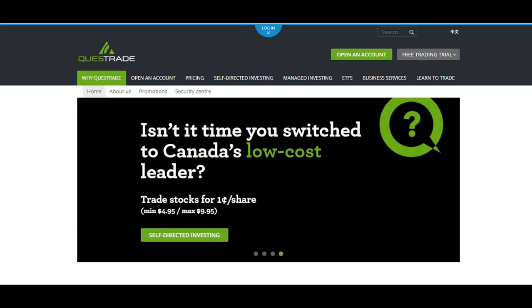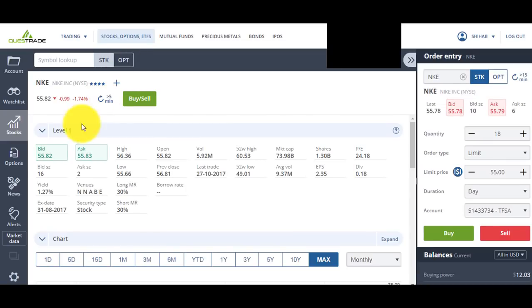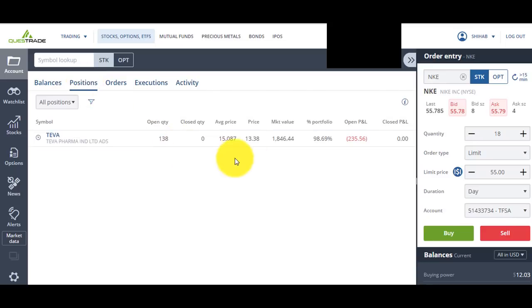For example, the stock that I own right now, Teva Pharmaceuticals. I had initially put an order at 16, and then it dropped to 14. So I bought some more at 14, and now it's at 13. But right now I'm just gonna wait. I know eventually it's gonna go back up, and once it does, I'll just sell. So yeah, that's how I trade on the stock market, and that's how you can trade on the stock market using Questrade.